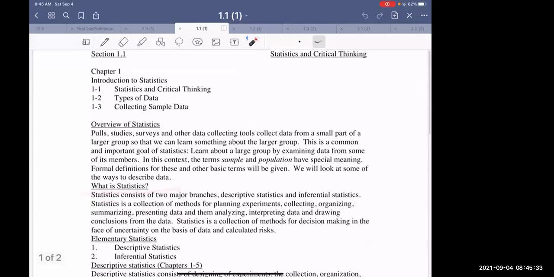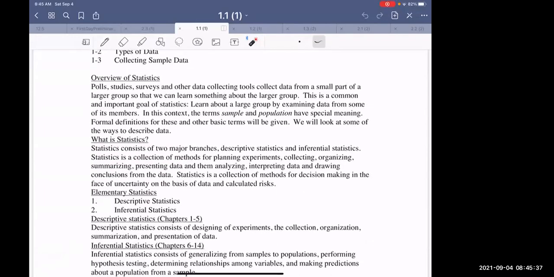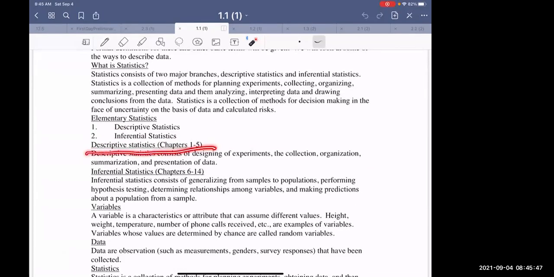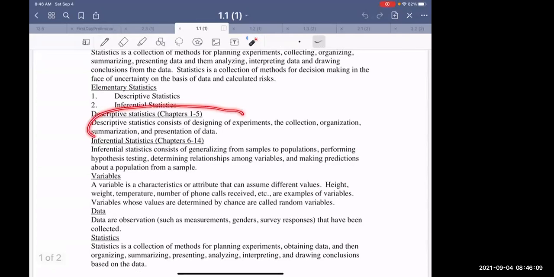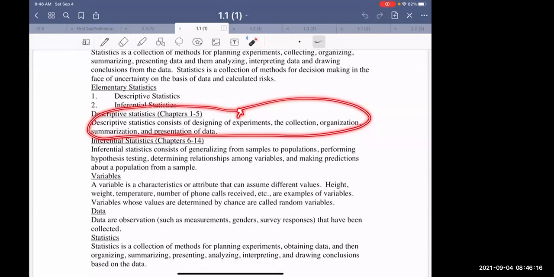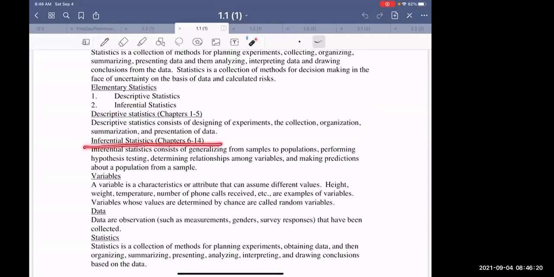What is statistics? Well, in elementary statistics, there are really two different branches: descriptive statistics and inferential statistics. The first half of this course will be involving descriptive statistics. It consists of designing experiments, the collection, organization, summarization and presentation of data. So it's really just how do you get the data? How do you organize and present the data? So that's the first half of the course, chapters 1 through 5.